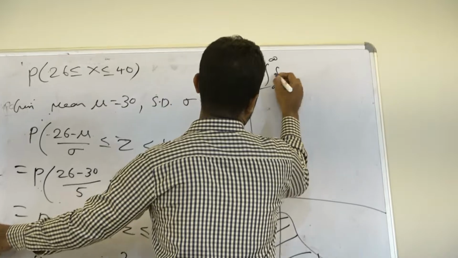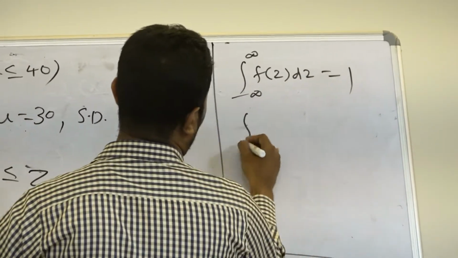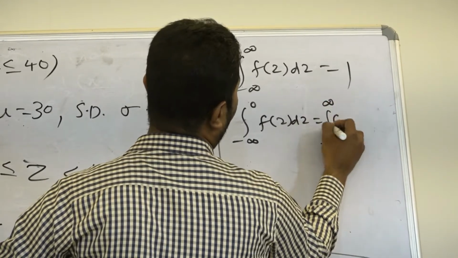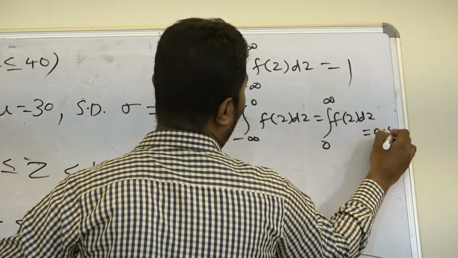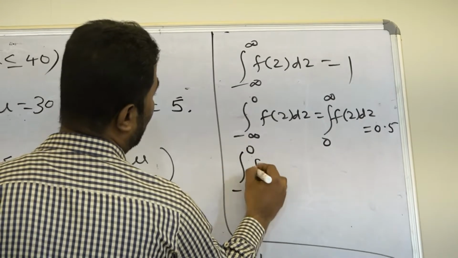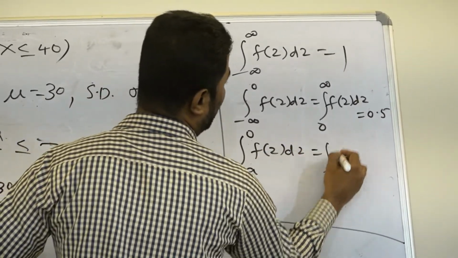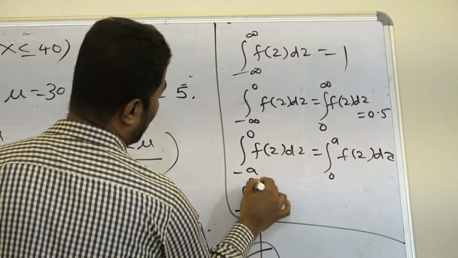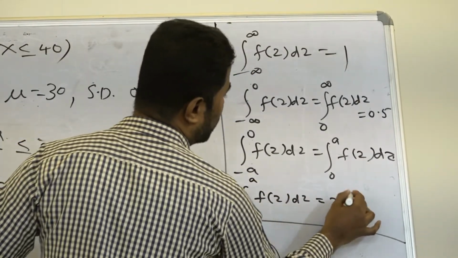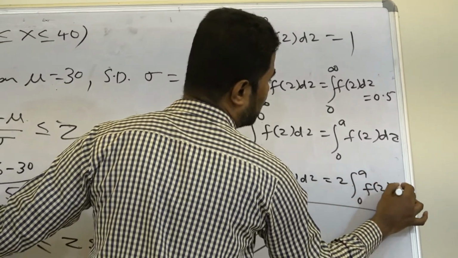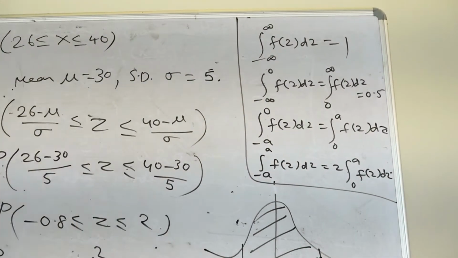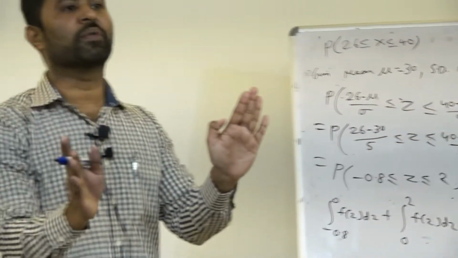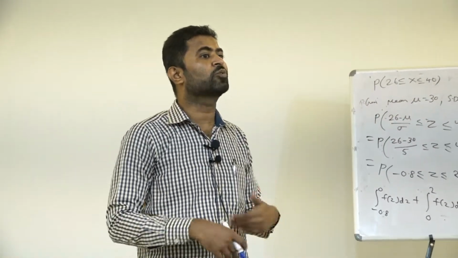Integral from minus infinity to infinity of f of z dz is equal to 1. Integral from minus infinity to 0 of f of z dz is equal to integral from 0 to infinity of f of z dz, which is equal to 0.5. Integral from minus a to 0 of f of z dz is equal to integral from 0 to a of f of z dz. Integral from minus a to a of f of z dz is the same as 2 times the integral from 0 to a of f of z dz. These are the properties. Whatever area you have on this side, you will have the same area on this side. So minus a to a is the same as 2 times 0 to a.